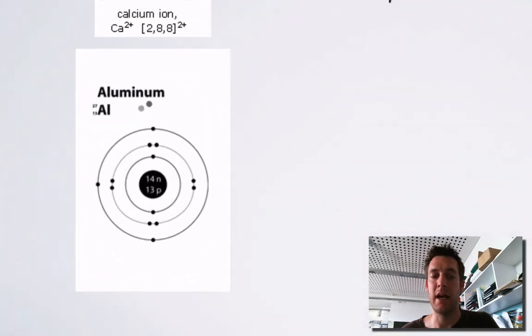Here's an aluminium atom at the moment, okay, with 13 protons, just like aluminium always has, Al, with an atomic number of 13. Okay, we can see on this diagram here, if we count them up, I'm not going to right now, but you can in your own time, there's 13 electrons there.